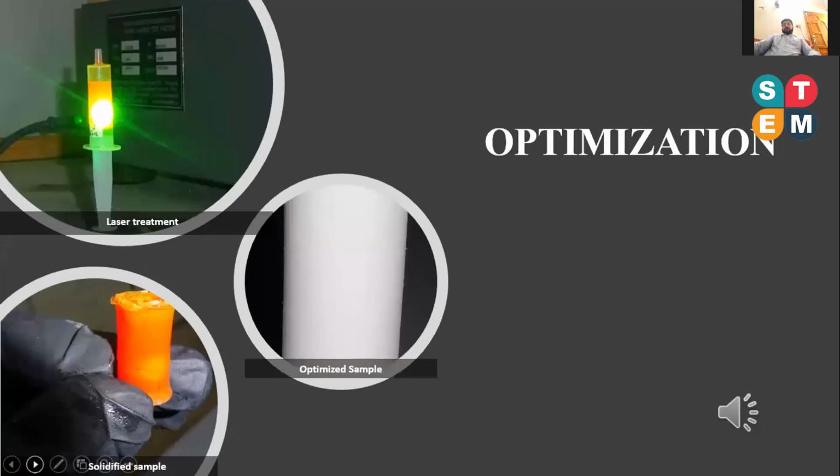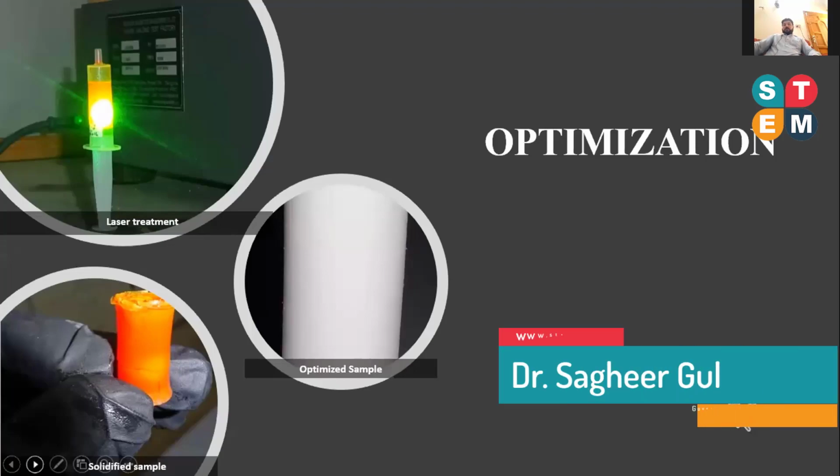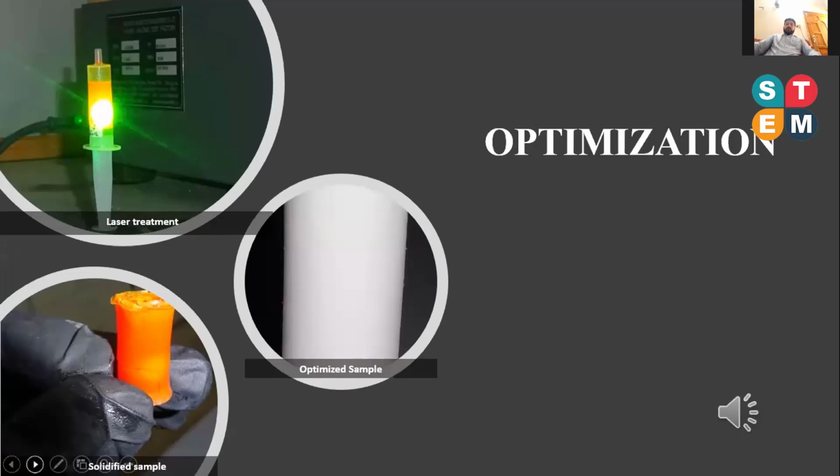So these are visual images of what we are doing in the lab. Optimization: the first picture shows the laser treatment of the sample inside the syringe. It is outside the printer, and we should be very careful when treating because it is a green UV laser. We used goggles for that, and there should be nothing in its way because it is very dangerous. Once we get the sample solidified.